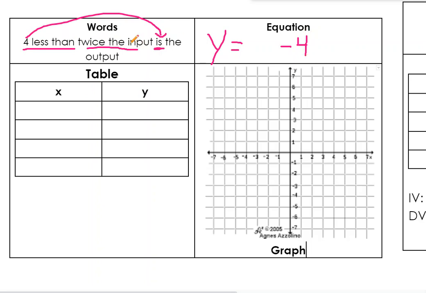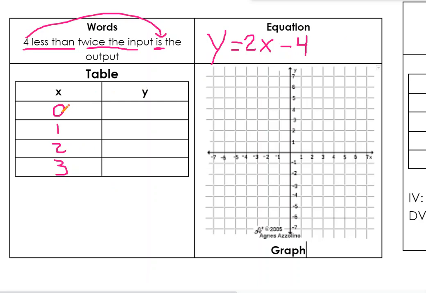Then it says twice the input. So twice means you're timesing something by 2, and input we know is our x values. Okay? So now we have our equation, so now we can plug it in. We can plug in any numbers you want. You can plug in 0, 1, 2, 3. You can plug in -1. Doesn't matter. Plug in any numbers you want, and now you just plug them into x and figure out what it is, right?